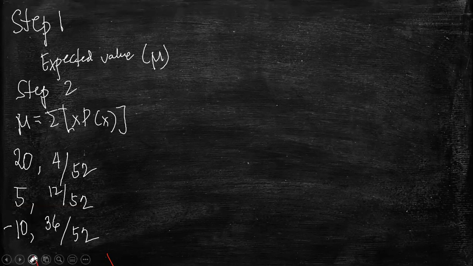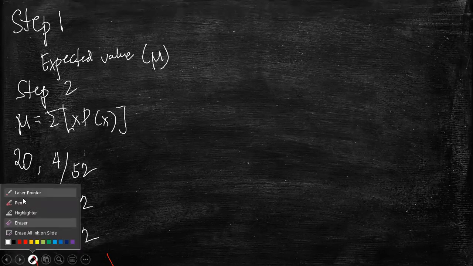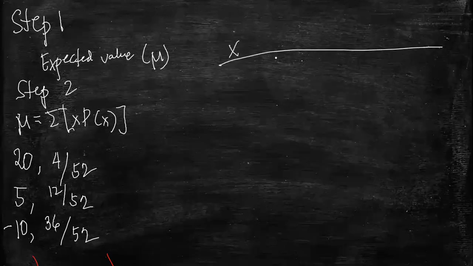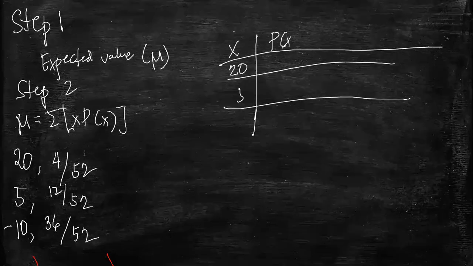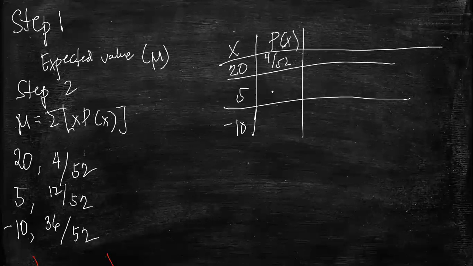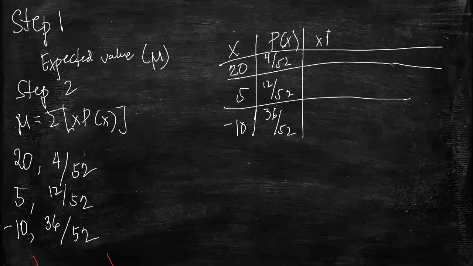So, anong gagawin natin? Ilista natin yung discrete probability distribution. So, we have x, p of x. Ano yung mga price or mga consequence natin? 20, 5, and negative 10. Probability, 4 over 52. Ayan. 12 over 52. And 36 over 52. Ngayon, class, I suggest na kung scientific calculator yung ginagamit niyo, pwedeng fraction muna yung ilagay ninyo dito sa table. Pwede ring decimal. Okay?